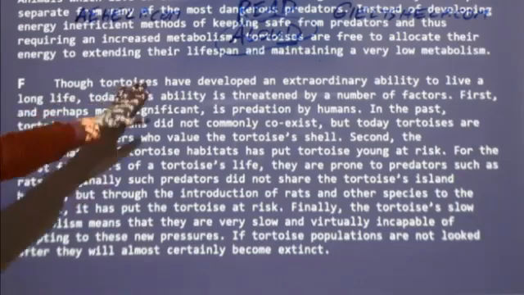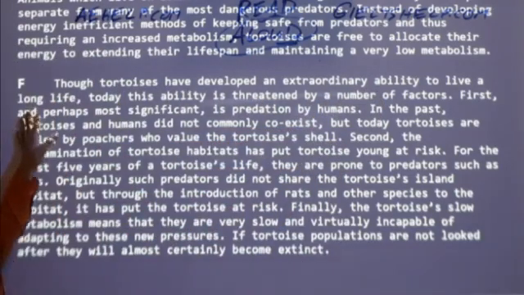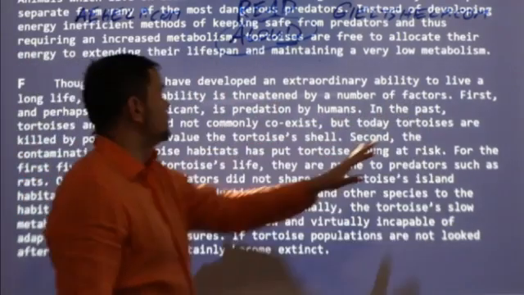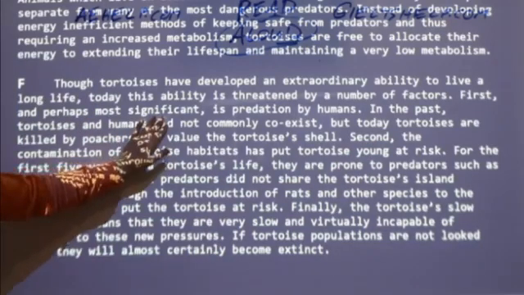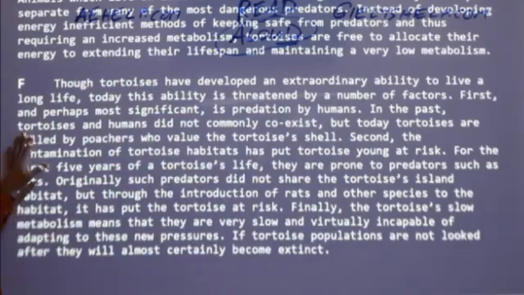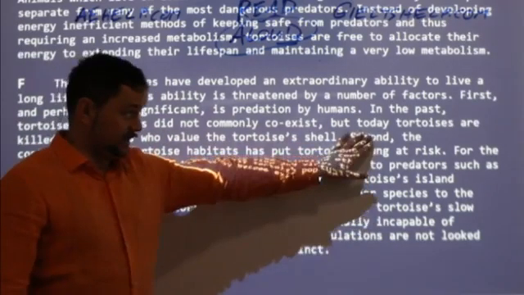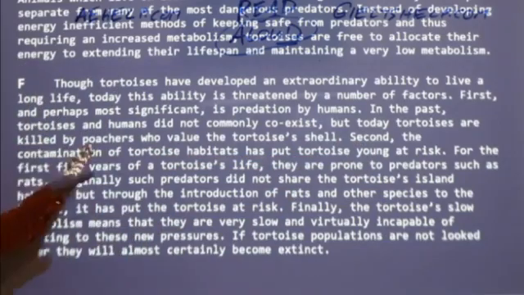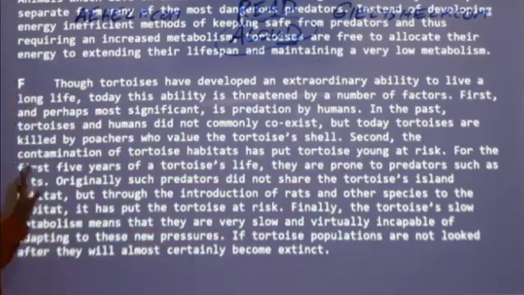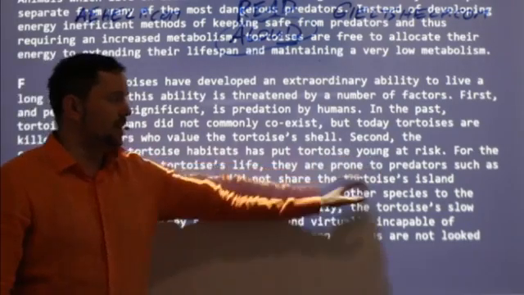Though tortoises have developed an extraordinary ability to live a long life, today this ability is threatened by a number of factors. First, and perhaps most significant, is predation by humans. In the past, tortoises and humans did not commonly coexist, but today, tortoises are killed by poachers who value the tortoise's shell. Second, the contamination of tortoise habitats has put tortoise young at risk.